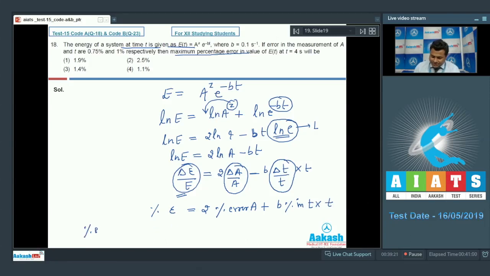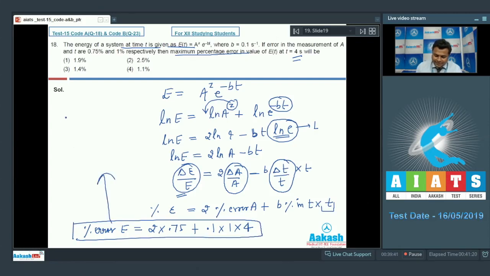So here percentage error in E will be 2 into 0.75%, plus b, 0.1, multiplied by 1, multiplied by time t, that is 4 seconds. After solving this, we will have the percentage error in E as 1.9%. So we will go with option number 1. Now move on to the next, that is 19 number.